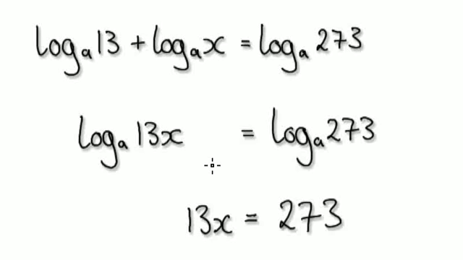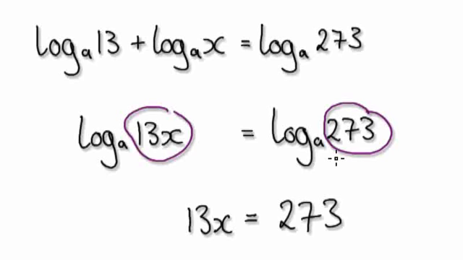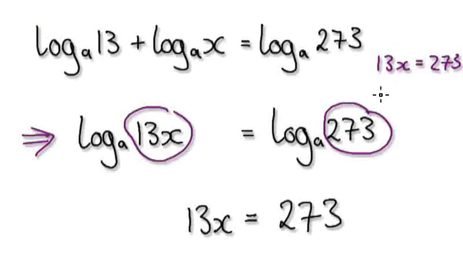And now you notice that this here is log a of something, and this is also log a of something. If I were to give you this here, you could say I'm going to log base a to both sides. So you could jump to log base a of 13x, and then log base a to the right hand side as well, log base a of 273.